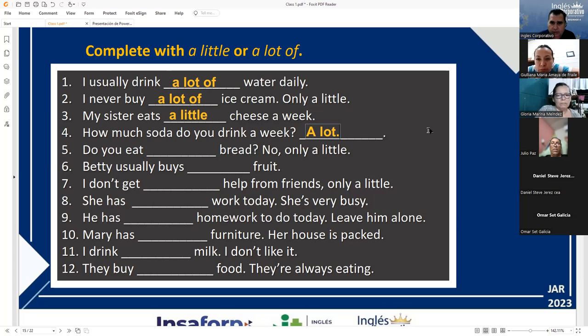A lot. Okay, because we don't put a noun, we say a lot. A lot, or a lot of soda. A lot of soda. No soda? Okay, a lot. How much soda do you drink a week? A lot.